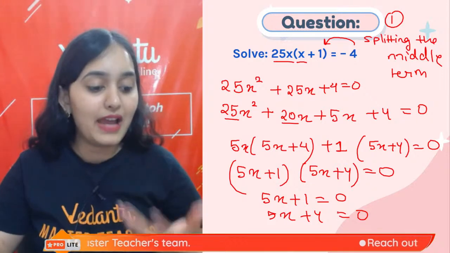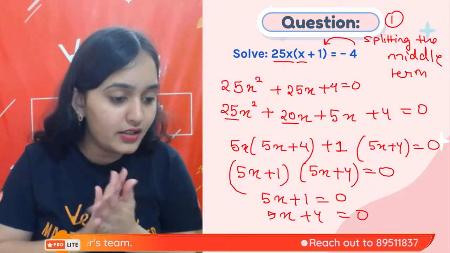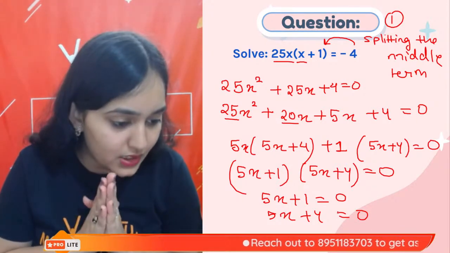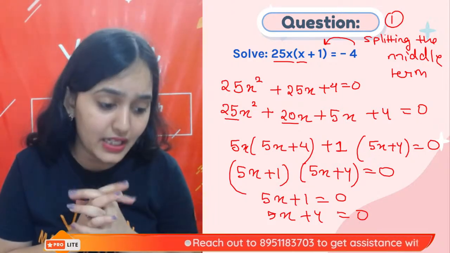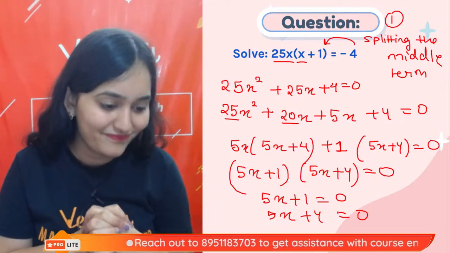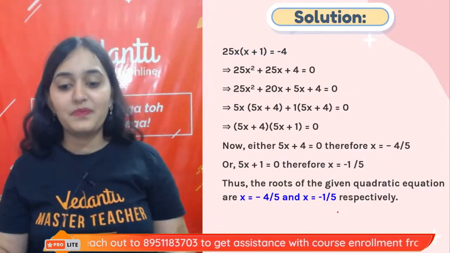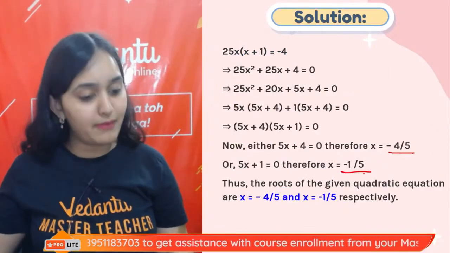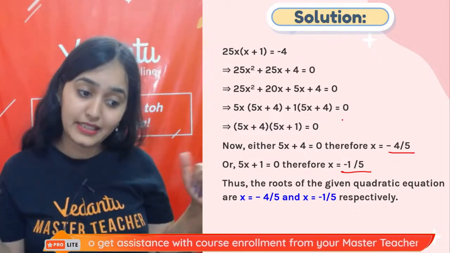And hence, what is the value of x? Very good Alku, very good. Onik, very good. Pranav, very good. Nirmali, very good. Acha, okay, Alku, got it. And the right answer is minus 4 by 5 and minus 1 by 5. Simple.